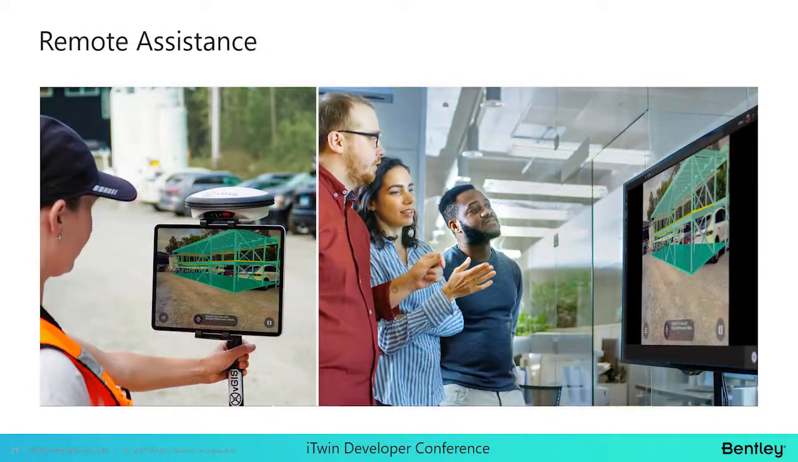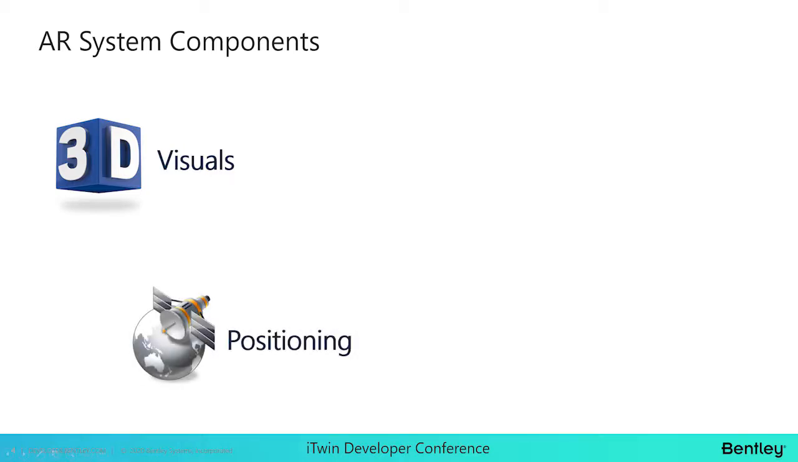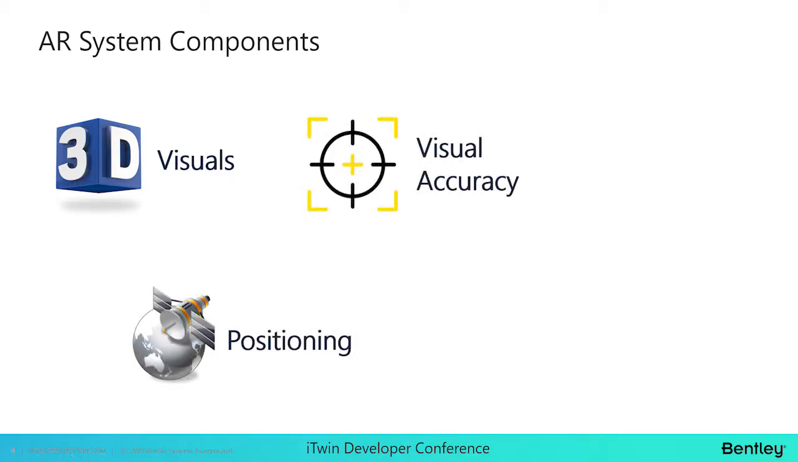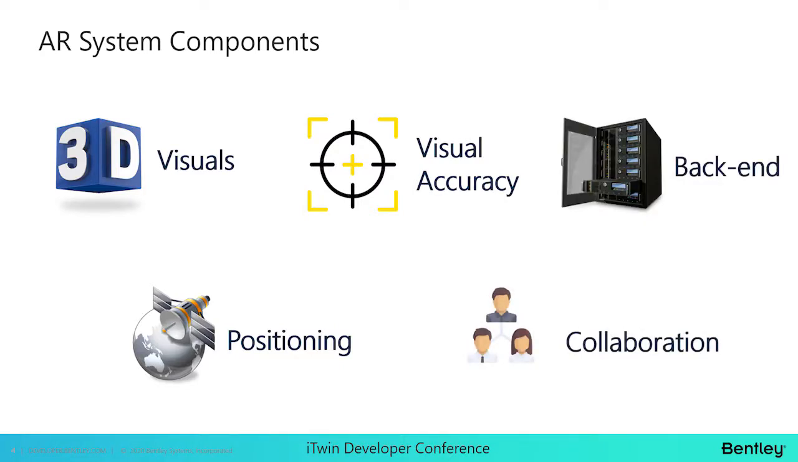And now I want to discuss what we identified as the key components of any practical augmented reality system that you may want to build for field services. We generally categorize them in five different groups. The very first one is, of course, visuals. Second one is positioning, visual accuracy, collaboration, and of course the backend component and efficiency. Let's discuss them one by one.